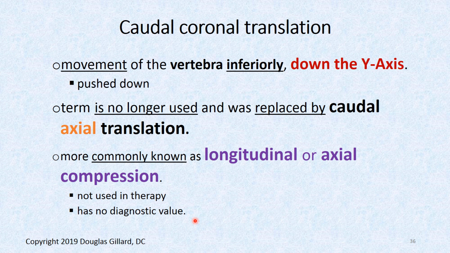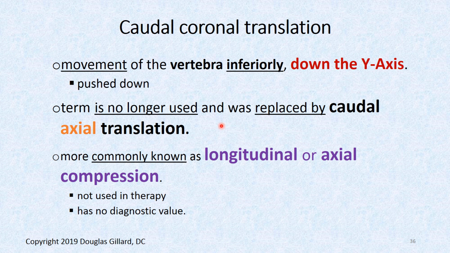What about caudal coronal translation? That's the movement of vertebrae inferiorly. How would you get a vertebra to move inferiorly? Well, you'd push down on the head and compress it. There are some tests you're going to learn about compressing down. So that would be a movement of vertebrae down the y-axis.